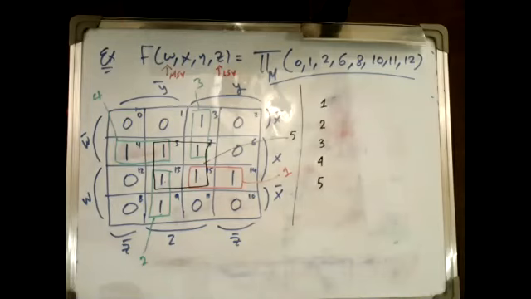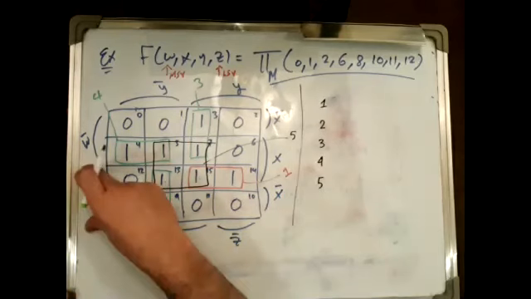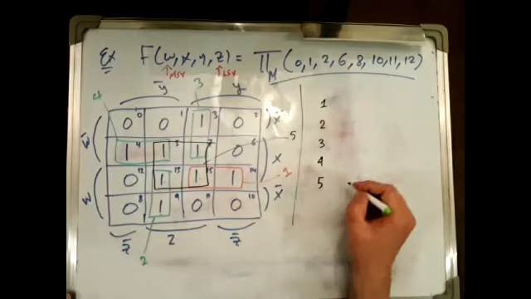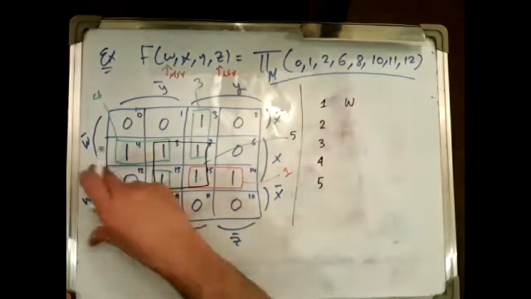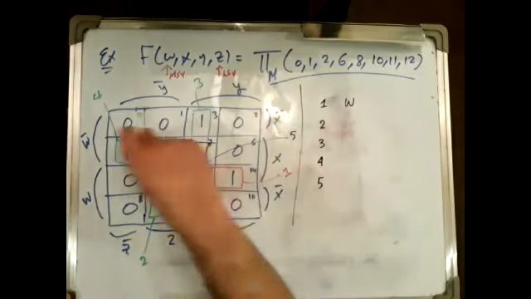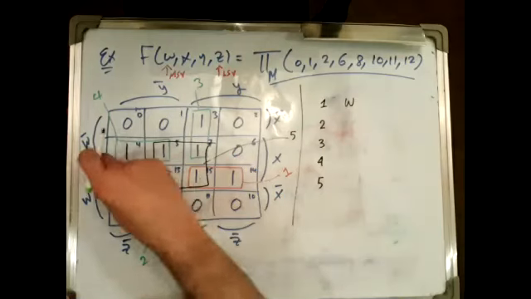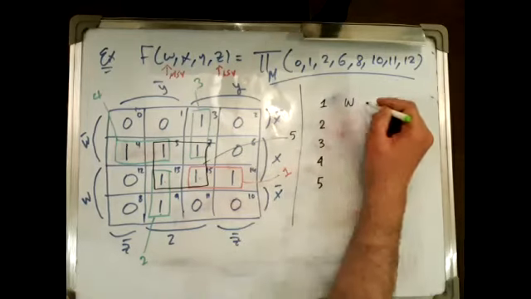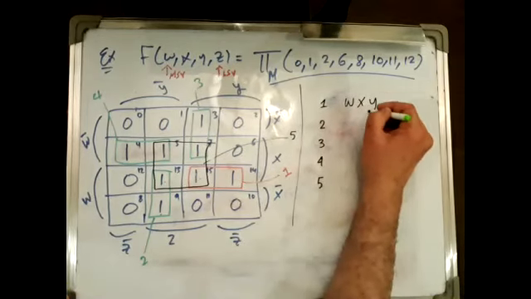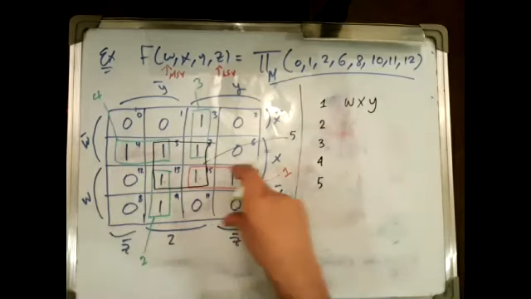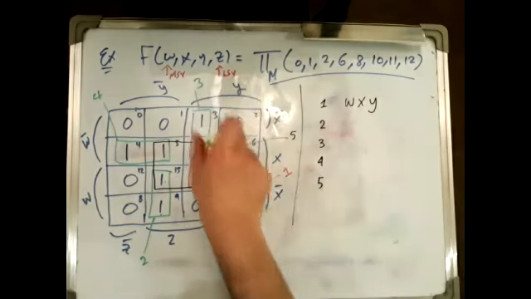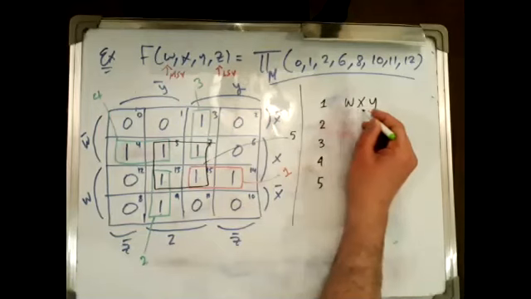Let's start with number 1. Where is number 1 located? It is in W intersection with X, which gives you this row, intersection with Y, which gives you these two squares. So it is W, X, Y. It is W and X and Y.